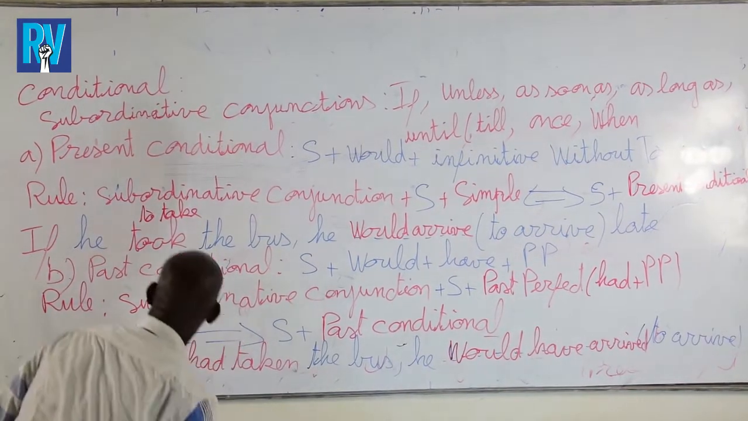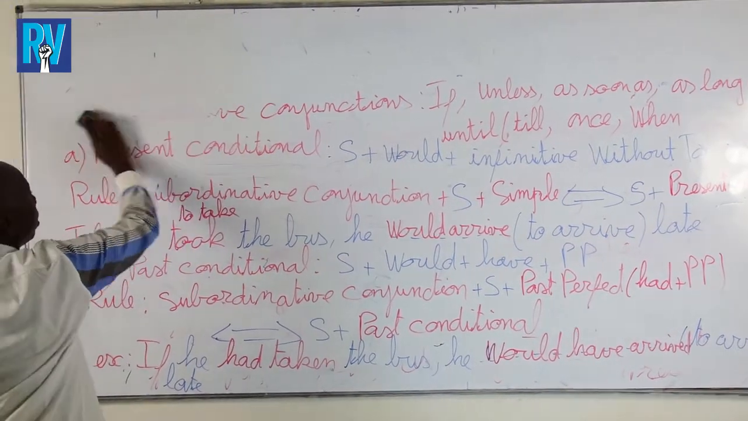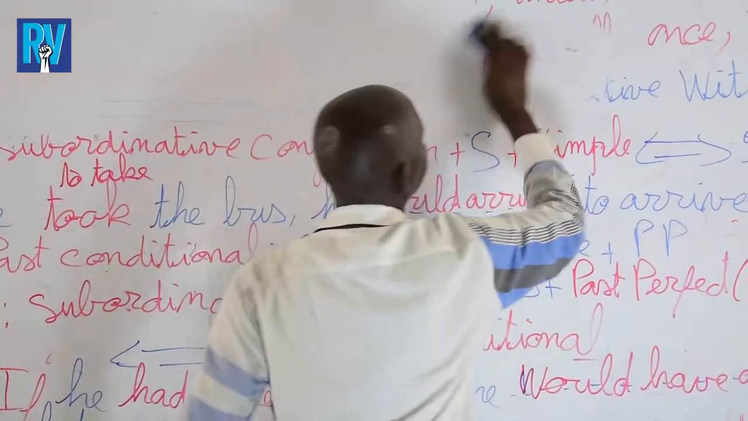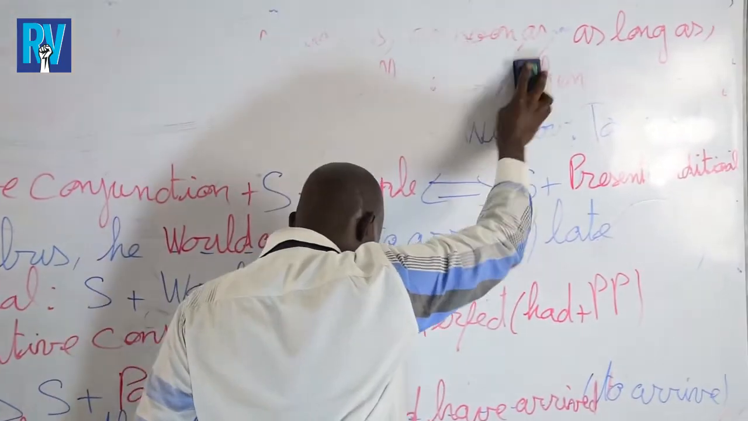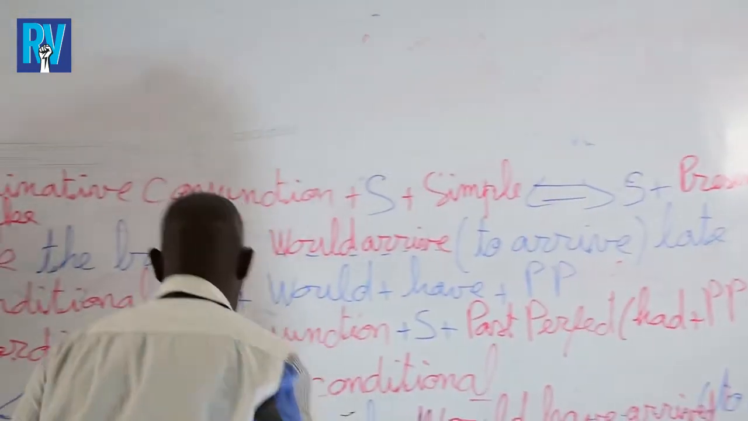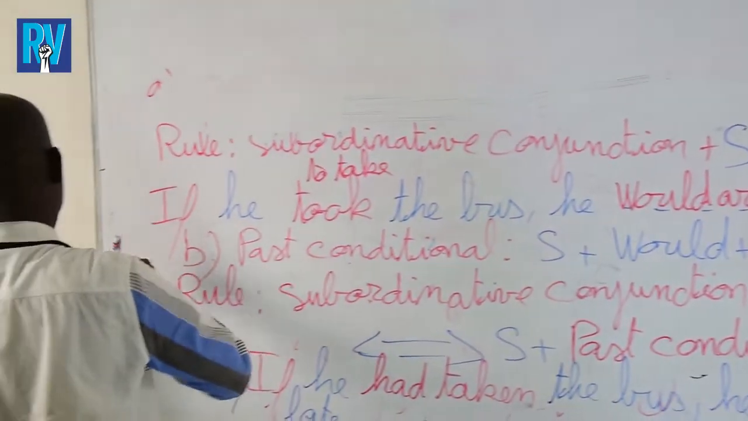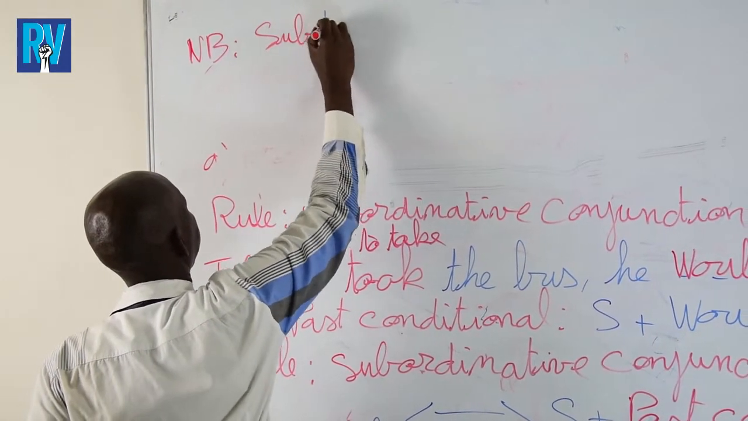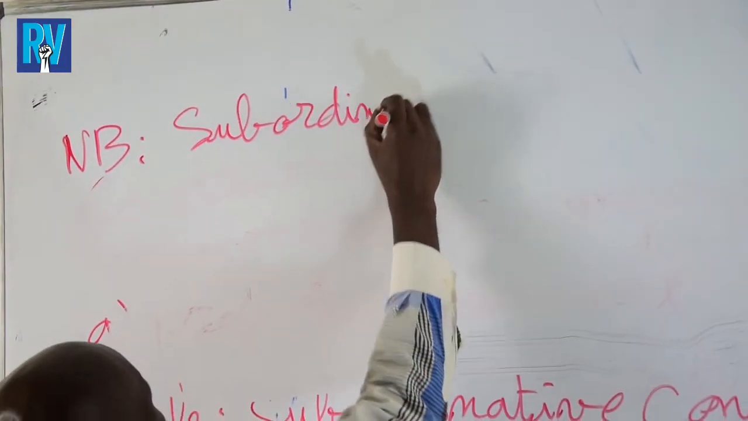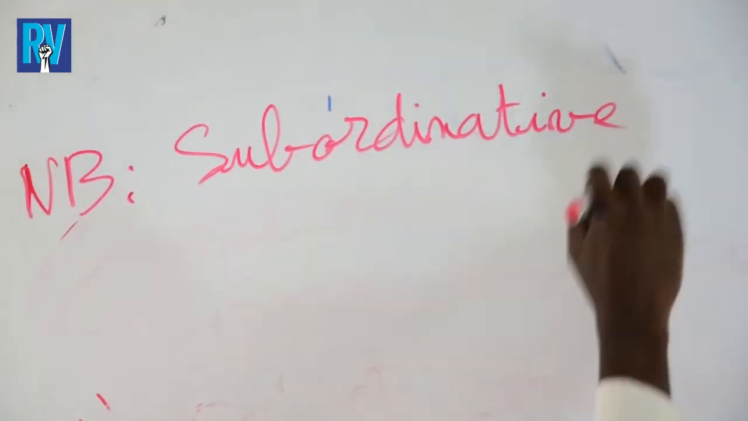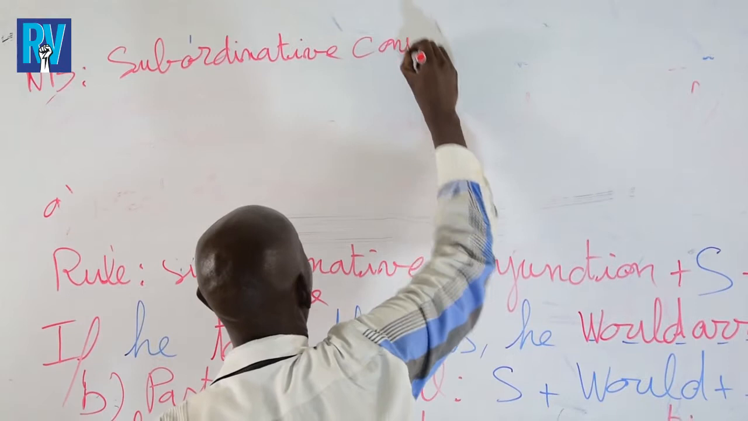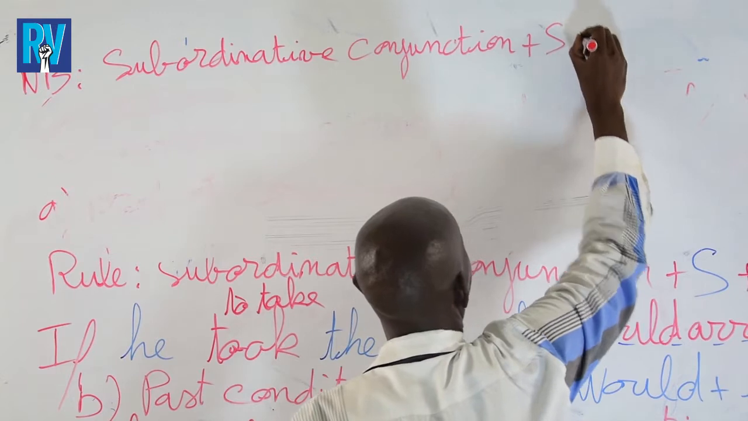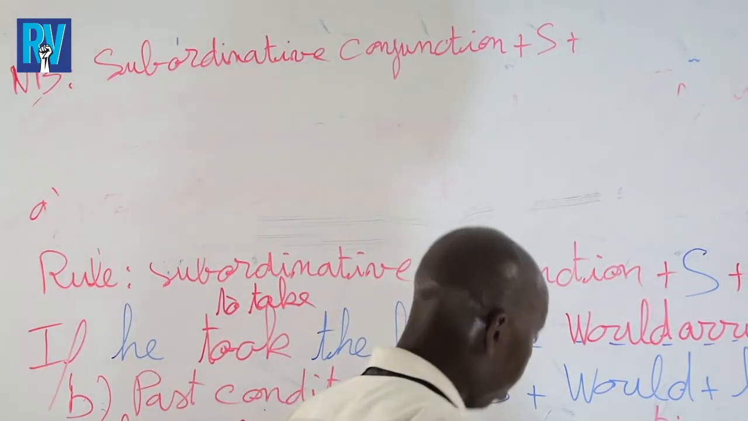Okay? But whenever we have a subordinative conjunction followed by a subject and a simple present, when you have subordinative conjunction plus subject plus simple present.